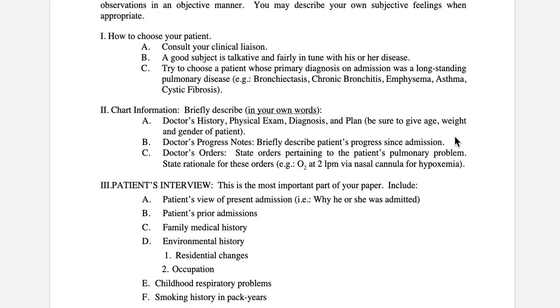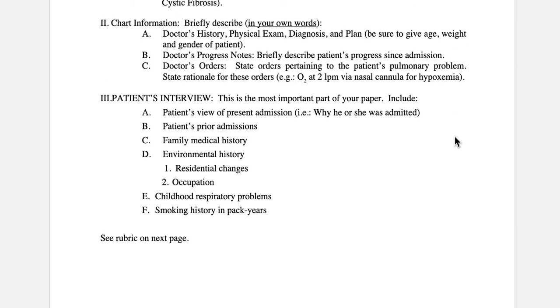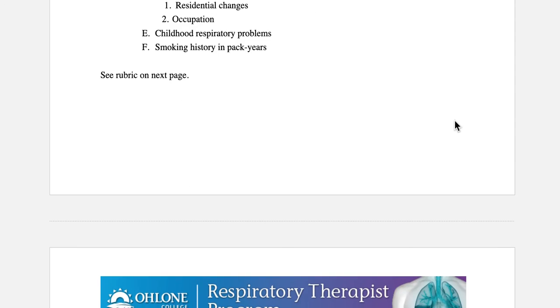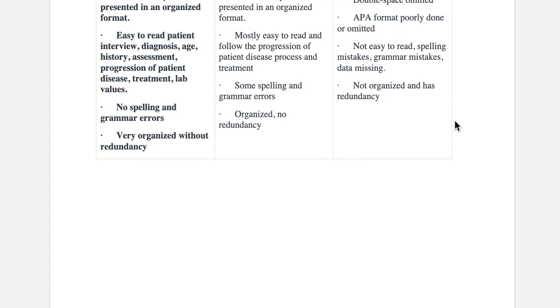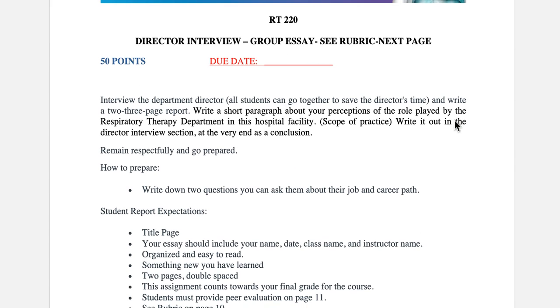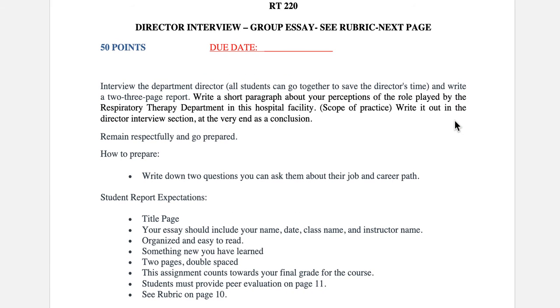So how to choose your patient, chart information, and patient interview skills are all listed here. I'll have you read those. A lot of the COPD patients tend to be really good interviewers as well, and it's a really fundamental disease that we cover in the program, so those would be good. Then we have the rubric for the students to follow for the write-up that they do for the patient interview.